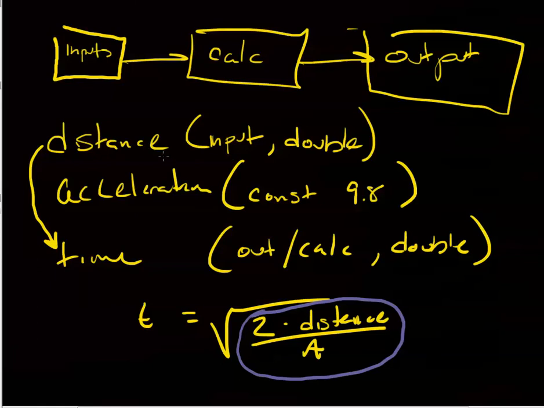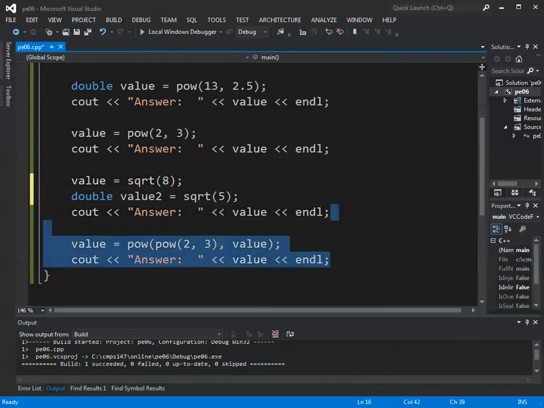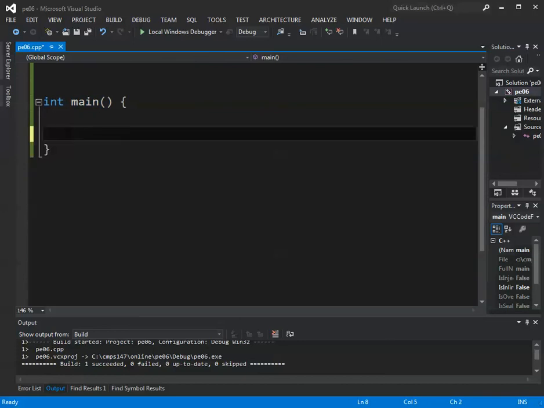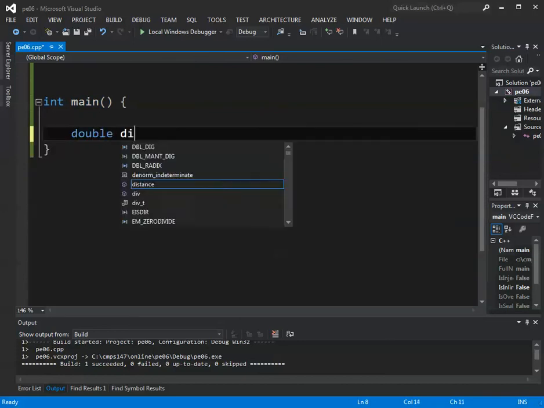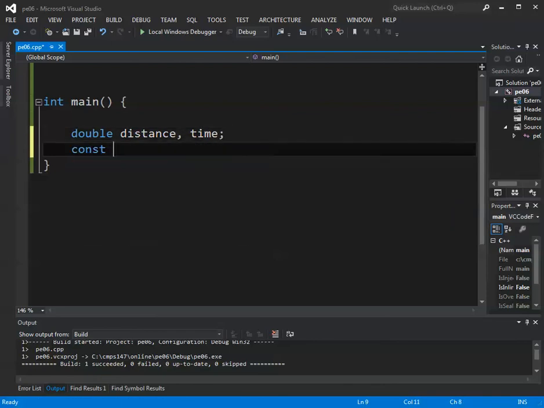So at this point, once we've mapped things out, it's a fairly simple process. We can start writing our code. I'm going to get rid of the code we started with here. And I'm going to write my variables, distance, and I'll say distance and time right on the same line. They're both going to be doubles. I will have a const double. I'll call it A equals 9.8. And of course, that's meters per second squared.